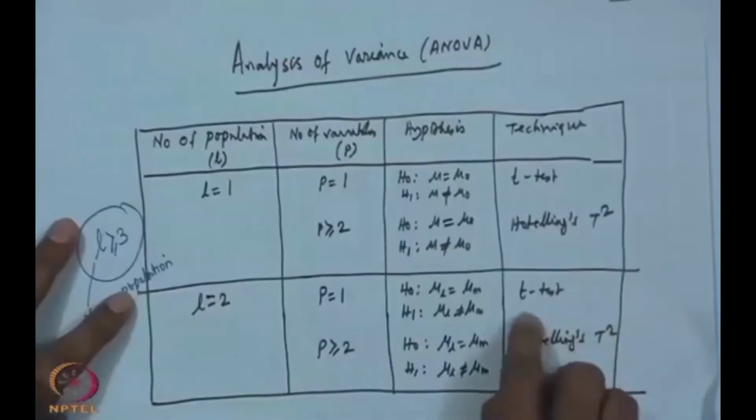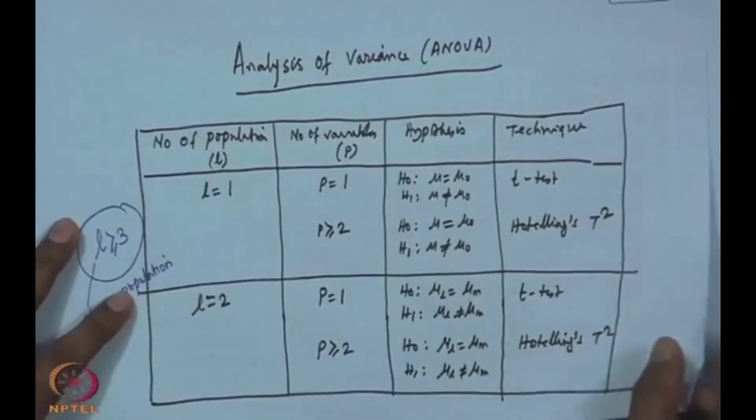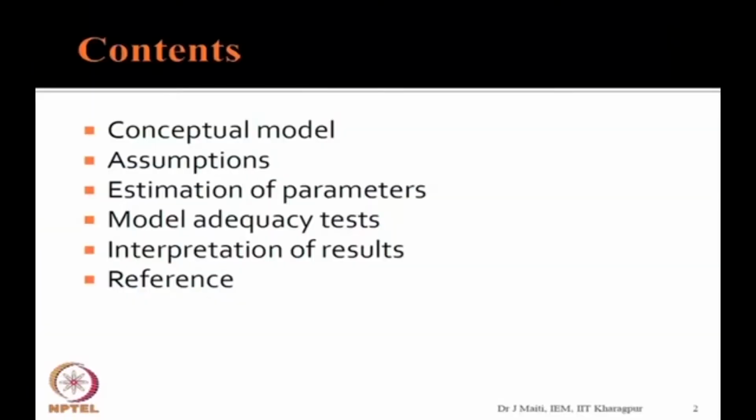So, what I said is that suppose your case is P equal to 1, that is the univariate case, and there are several groups or populations, which is definitely 3 or more. In that case the t test is not applicable. If you want to test the difference simultaneously, you require a special technique known as analysis of variance. So today we will see in terms of ANOVA.